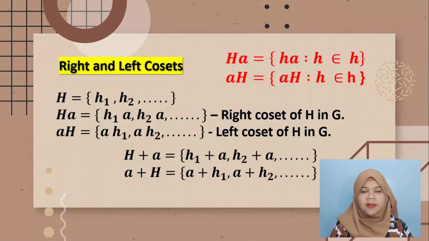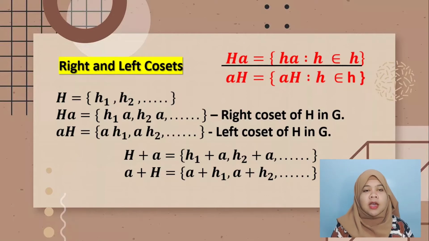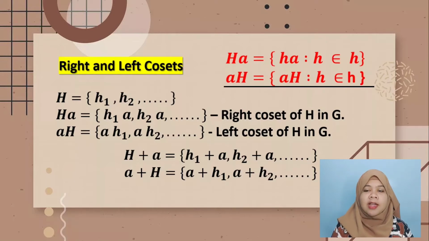Right and left cosets. We define a set Ha, which means the elements ha such that h belongs to H. This is the right coset. And aH, such that a is multiplied with h from the left. In the right coset, Ha means element a is multiplied with h from the right, and aH means element a is multiplied with h from the left side.